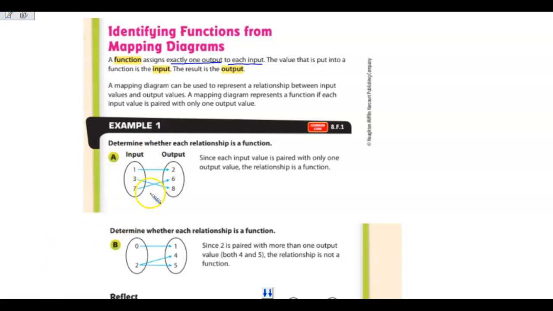So this is an example of a mapping diagram, and we have our input information here and our output information here. The important thing to pay attention to is how many arrows come off of each input. As long as it's only one coming off each time, even if it doesn't make sense why they crisscross here, this is the part that's important. It's only one coming off of each input number. And so that means that this is a function.